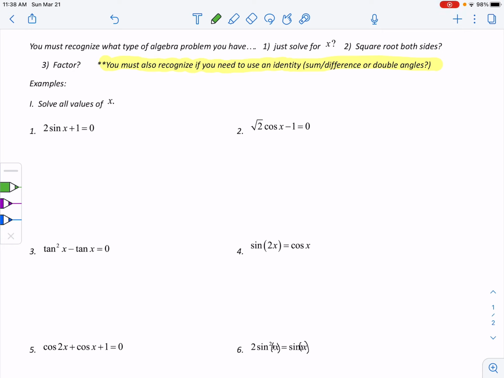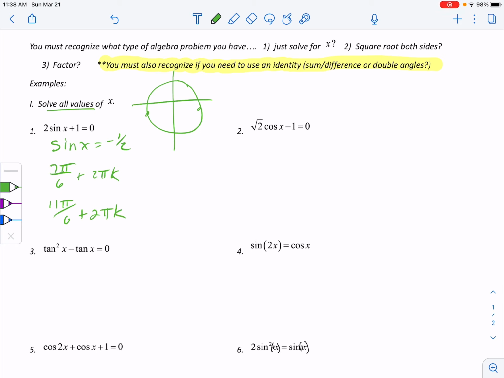Solve for all values of x. These are a quick review. You set sine of x equals negative a half. They want all values, so it's negative 1/2. Think about your unit circle here and here. So you have 7 pi over 6, 11 pi over 6, and I'm going to add 2 pi k because I run around the circle and get back to the same spot.